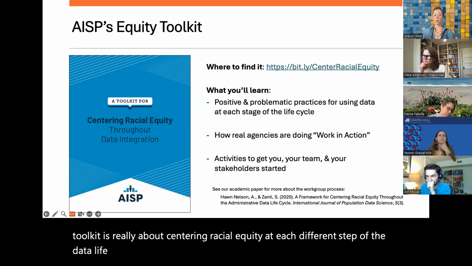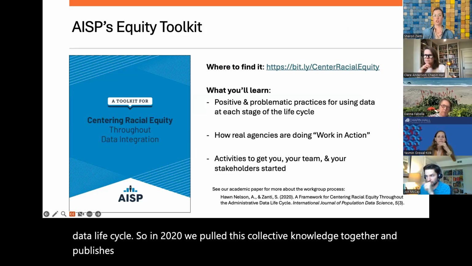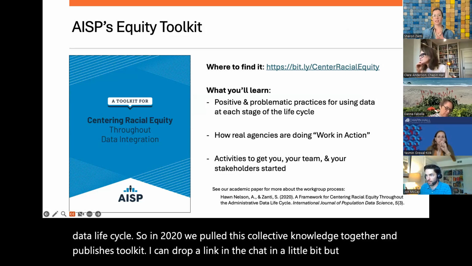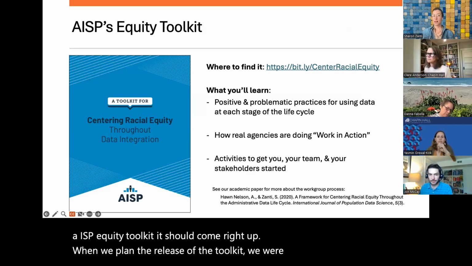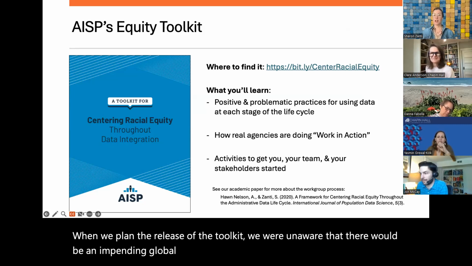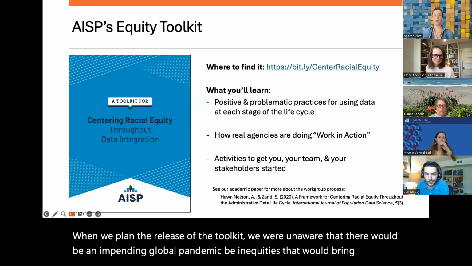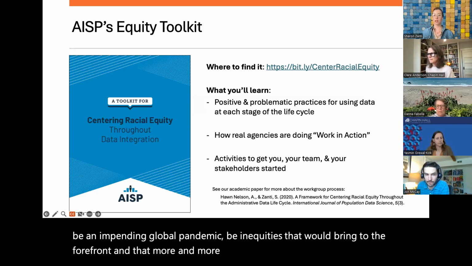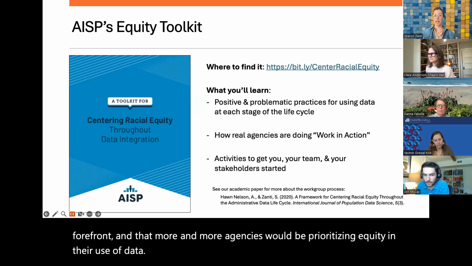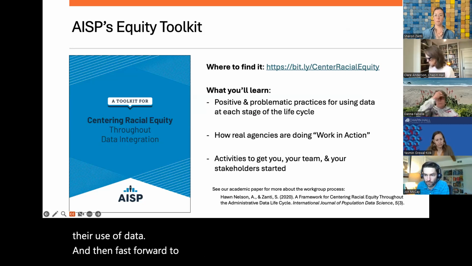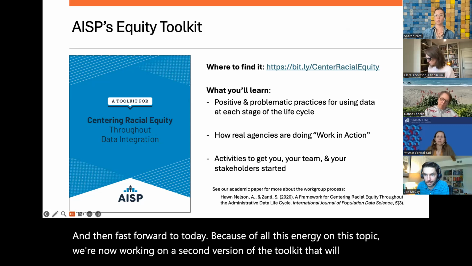So in 2020, we pulled this collective knowledge together and published this toolkit. I can drop a link in the chat in a little bit, but if you search AISP Equity Toolkit, it should come right up. When we planned the release of the toolkit, we were unaware that there would be an impending global pandemic, the inequities that would bring to the forefront, and that more and more agencies would be prioritizing equity in their use of data. And then fast forward to today, because of all this energy on this topic, we're now working on a second version of the toolkit that will come out in early 2025.